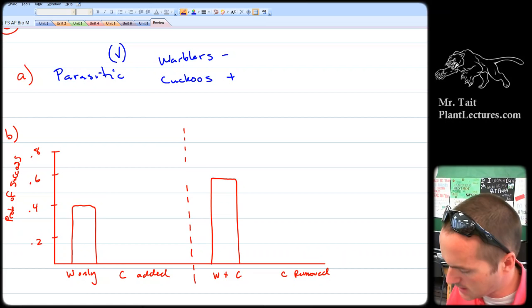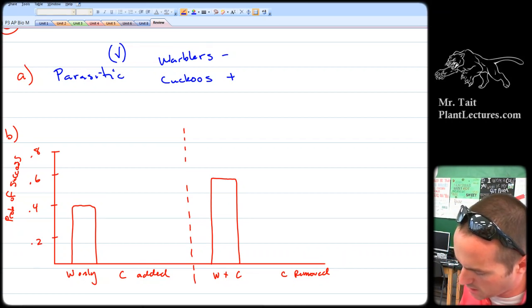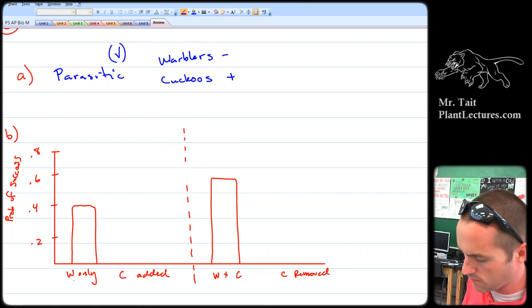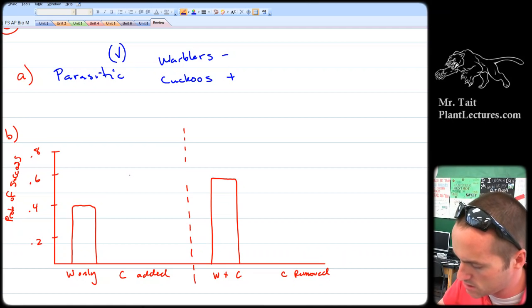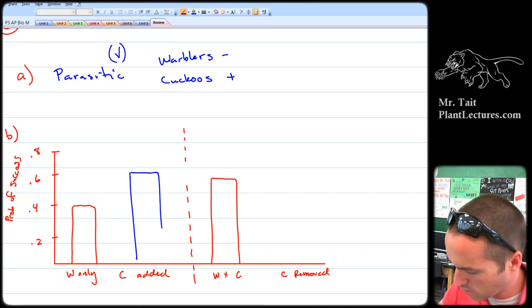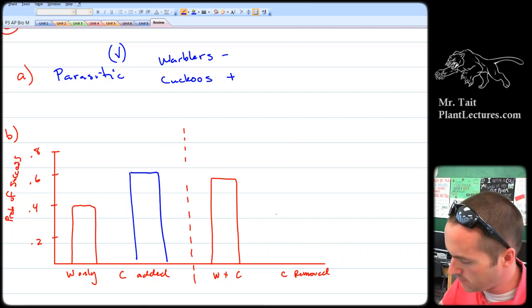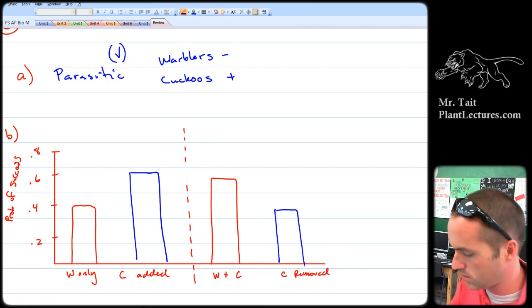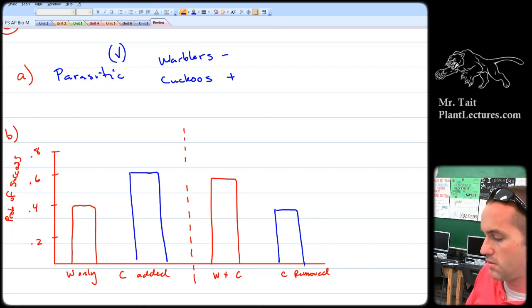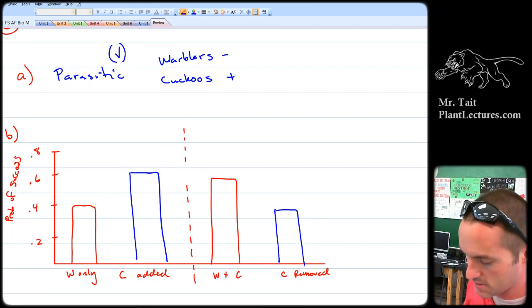For part B, it says, on the template provided, draw bars in the appropriate locations to predict the relative probability of success for the nest in the presence of predators. Okay, so basically you just switch them. So if we go from warblers only and we add cuckoos, then they just go to the warblers and cuckoos. And then if we remove them, then you just go to only the warblers. Yeah. Seems really easy, but that's all there is to it.